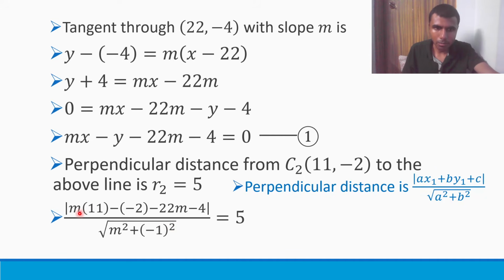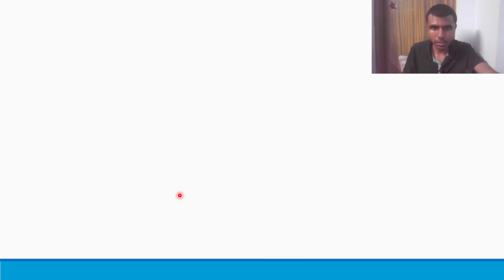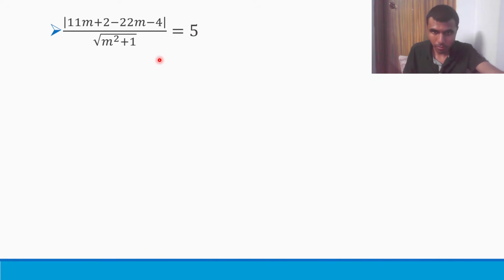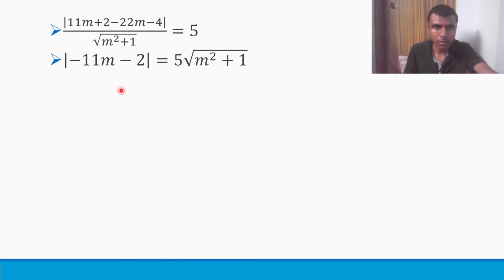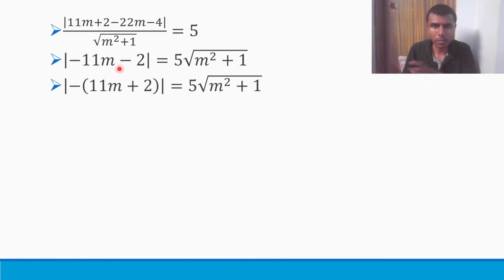Okay, fine. Now modulus of 11m plus 2 minus 22m minus 4 by under root of m square plus 1 is equal to 5. Okay, chalo. 11m minus 22m is minus 11m, and 2 minus 4 is minus 2. So modulus of minus 11m minus 2 is nothing but 5 root m square plus 1. Okay, 5 root m square plus 1. Now next, within the modulus take minus common and modulus of negative is positive.